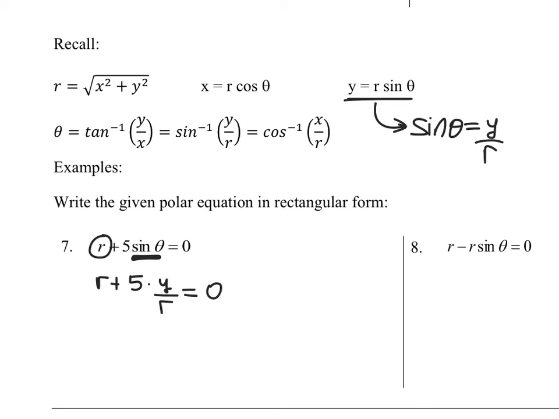So I'm going to clear out that r on the bottom by multiplying everything by r. And that's going to make r squared plus 5y equal to 0. And just going back to this formula here, r equals the square root of x squared plus y squared, I can square both sides and make that r squared is equal to x squared plus y squared.